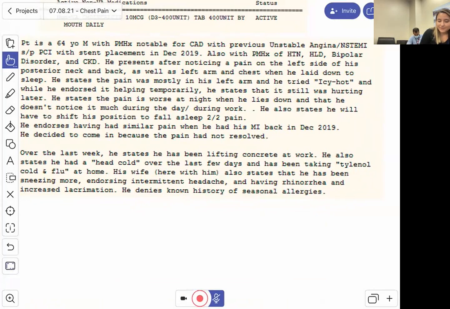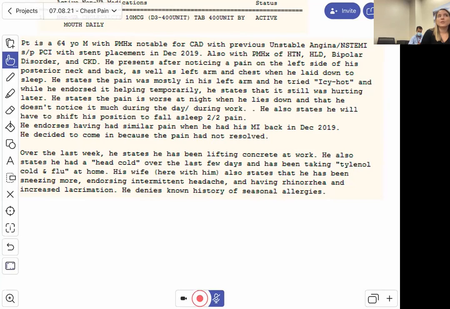He had a pain on the left side of his posterior neck and back, as well as his left arm and chest when he tried to lay down. He states the pain is mostly in his left arm. He's tried icy hot. It helped temporarily, but it still was hurting later. Pain is worse at night, doesn't notice it that much during the day when he's working. And then he believes it's also a little bit positional as well. Then the kicker is that he says he had similar pain when he came in for his MI back in December of 2019. He came in today because this pain is not getting better. Then he's also describing maybe some symptoms of a head cold in the last couple of days.